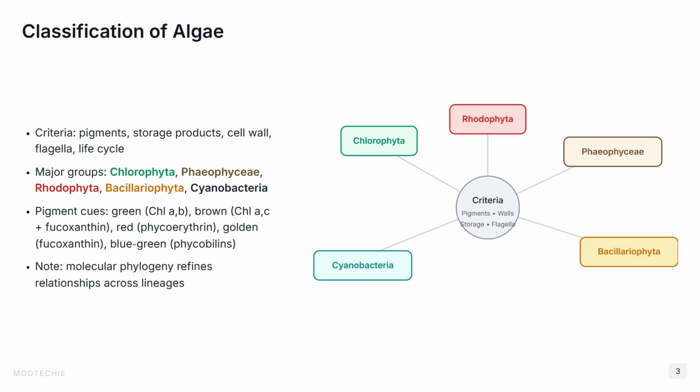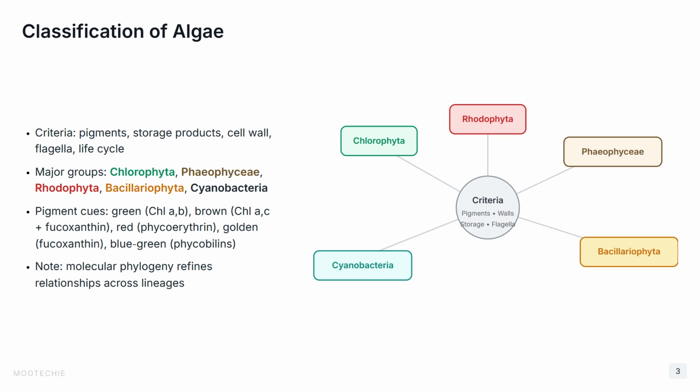Pigments provide important visual cues. Green algae have chlorophyll A and B, brown algae have chlorophyll A and C plus fucoxanthin, red algae have phycoerythrin, golden algae have fucoxanthin, and cyanobacteria have phycobilins. It's important to note that modern molecular phylogeny continues to refine our understanding of the relationships between these lineages.